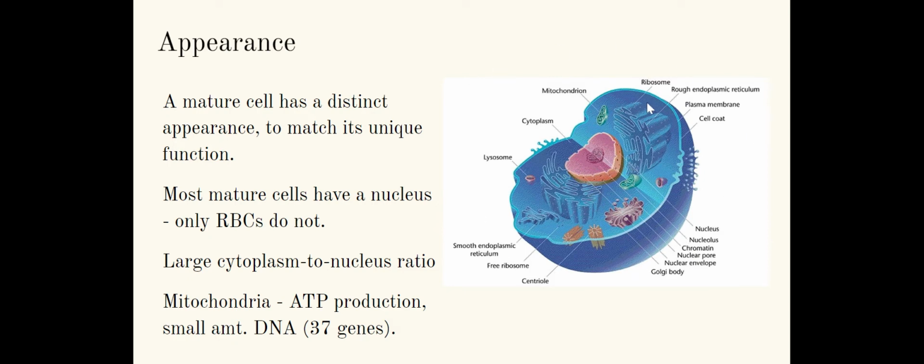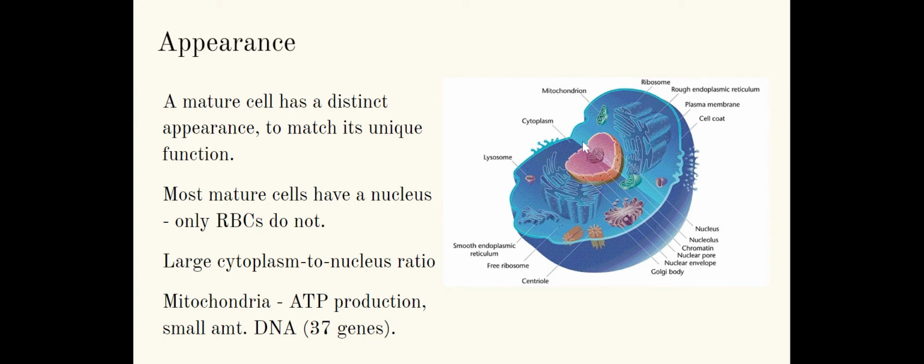A mature cell has its own appearance. It matches its unique function. Skin cells might make keratin or collagen. Glandular cells produce and secrete hormones. Skeletal muscle cells contract to help the body move. Bone cells provide structure, on and on. They all look different. This is sort of the generic version of a cell.